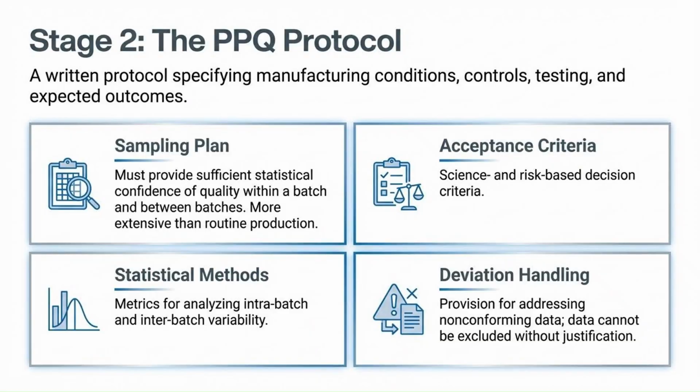Before you run a single PPQ batch, you need a written protocol specifying manufacturing conditions, controls, and expected outcomes. It must include a sampling plan that provides statistical confidence of quality within and between batches, usually much more extensive than routine testing. You need clear, science-based acceptance criteria and a rock-solid plan for how to handle any data that doesn't fit the mold.